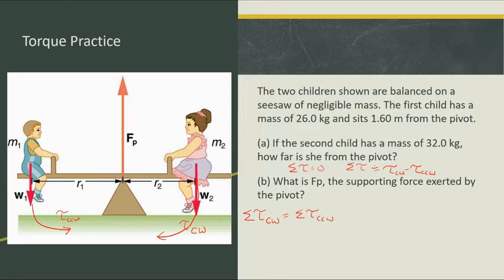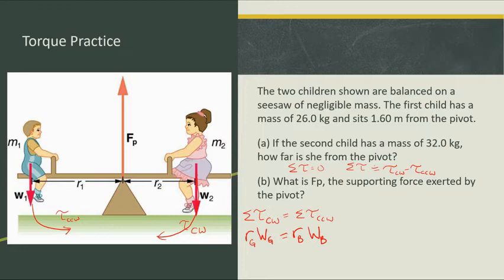Okay. So when I'm looking at this, I need to think of my sum of my torques clockwise equals the sum of the torques counterclockwise. Well, what is torque? Torque is going to be your radius, we're going to call this the radius of the girl, times the force. And the force of the girl is going to be the weight of the girl, or the mass times gravity of the girl, is equal to the radius of the boy times the weight of the boy.